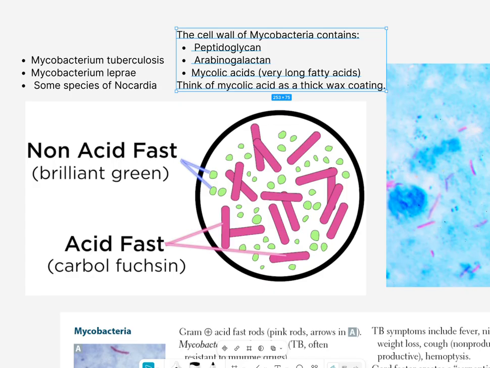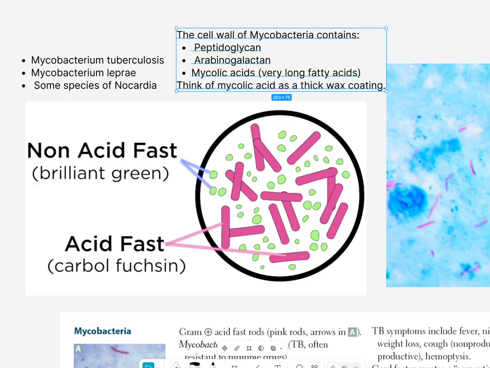This is the red dye. Whenever the carbol fuchsin red dye is applied and heat is applied, the heat melts the waxy layer and allows the dye penetration. Once inside, the dye becomes trapped in this waxy layer. When you apply this carbol fuchsin and heat it gently, all cells become red.